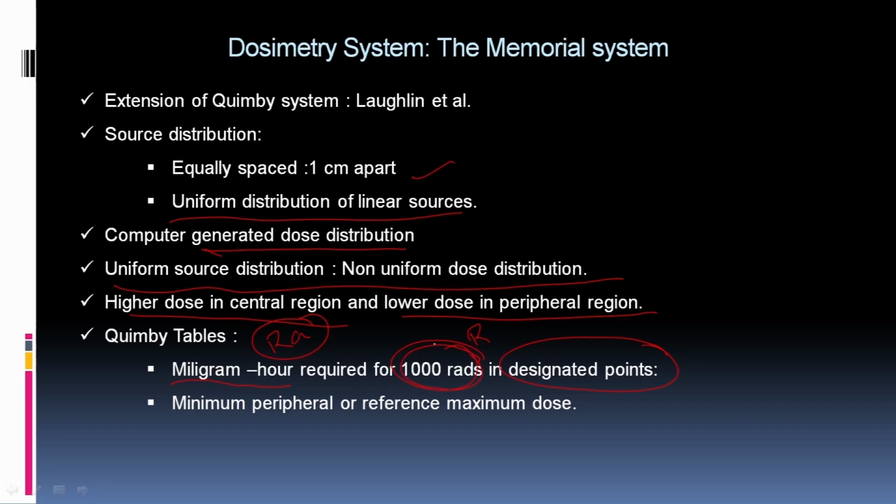the Memorial system is the extended form of the Quimby system, with 1000 rad at some designated point, and previously we defined the dose at the central plane, and there is some terminology: minimum, peripheral and reference maximum dose. These are the terminology where the excessive dose to the central region can be limited.